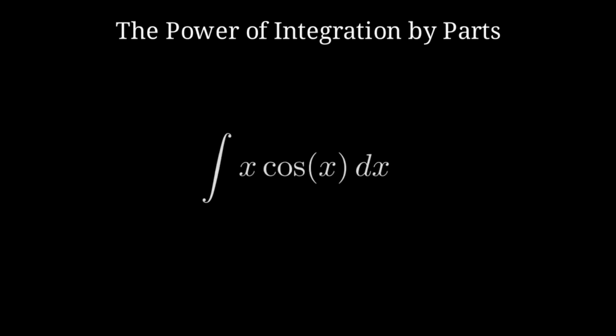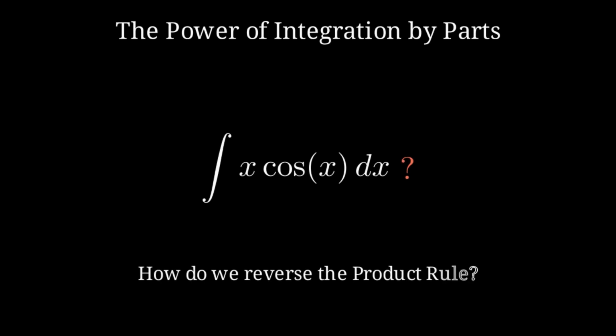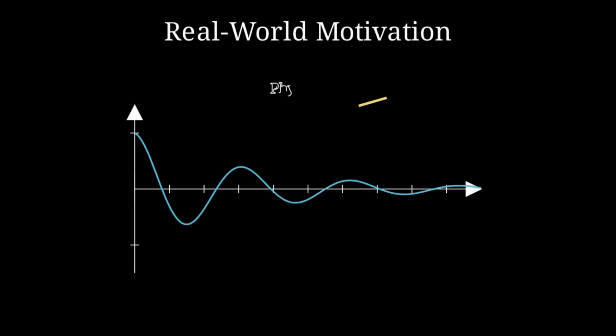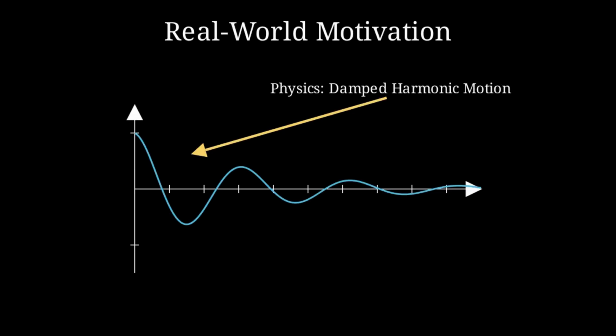In calculus, we often encounter integrals that are products of two different types of functions. While basic integration rules fail here, a powerful technique called integration by parts allows us to break these complex expressions down into manageable pieces. This technique is essential for solving problems in physics and engineering, such as calculating the energy in a decaying signal or finding the center of mass of complex shapes. It turns a difficult product into a simpler subtraction.